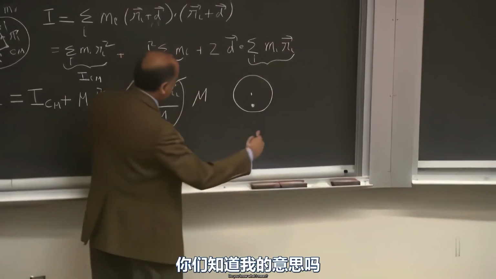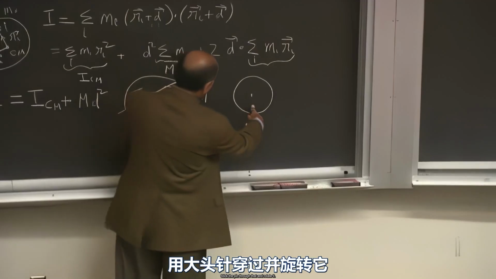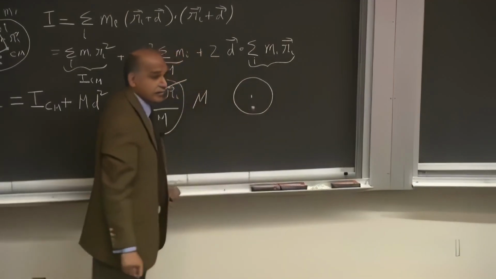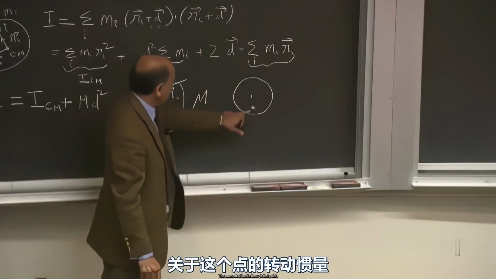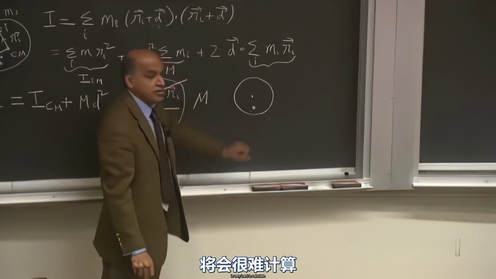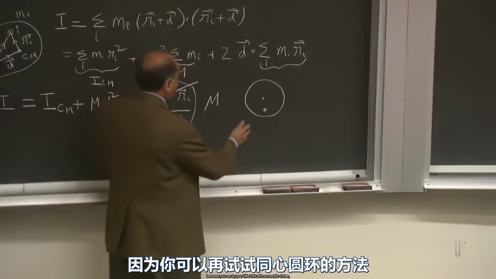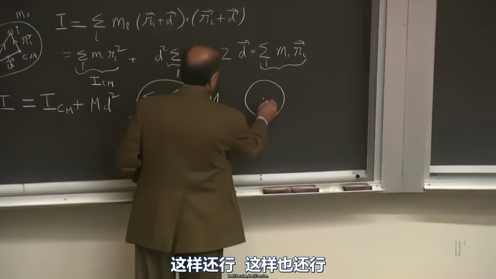You know what I mean? Stick the pin through that and rotate it. It's some wobbly motion it will perform with that as the center. Moment of inertia through that point, if you just went back to basics, is very hard to calculate. Because you can try your little trick with concentric circles.